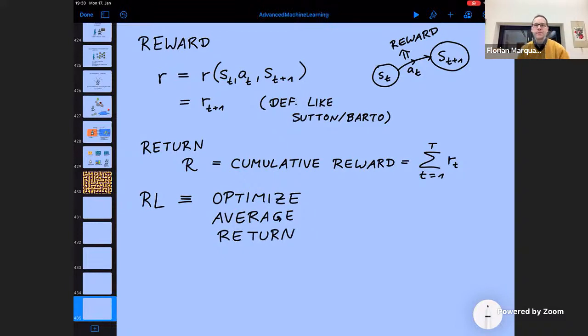Okay, I see the time for today is already up, but we are at a very good point. We have defined all the ingredients. And so there's still a little bit more to say about these basics, but then next time we can really go into discussing what are the simplest methods to do reinforcement learning, and then what are the more advanced methods.